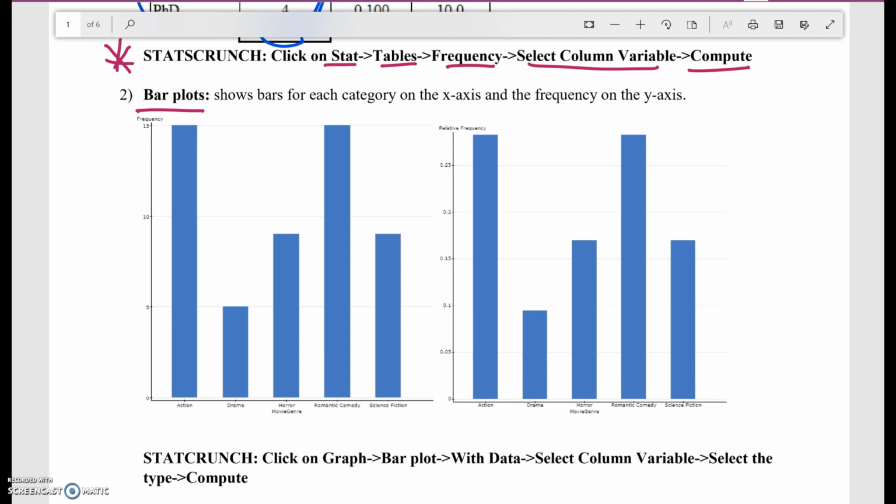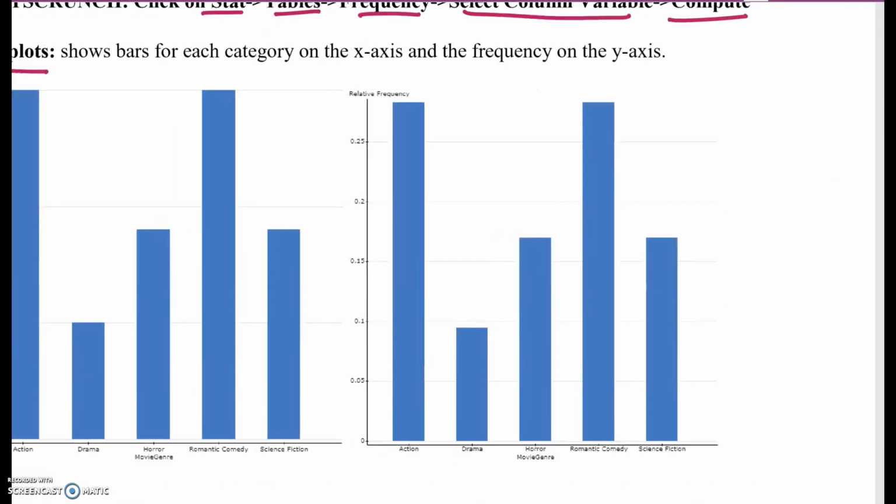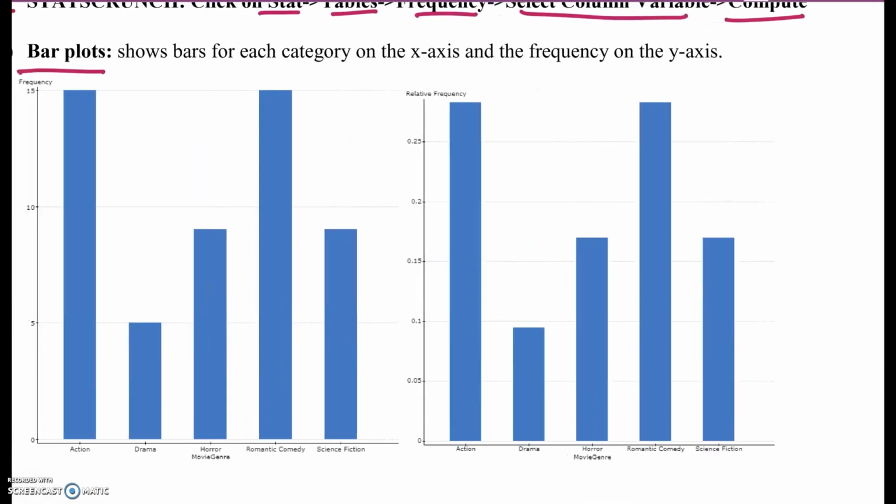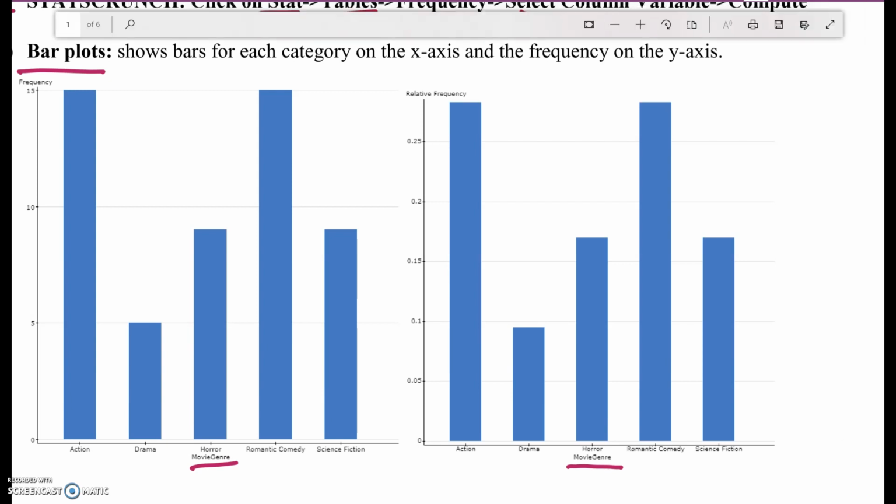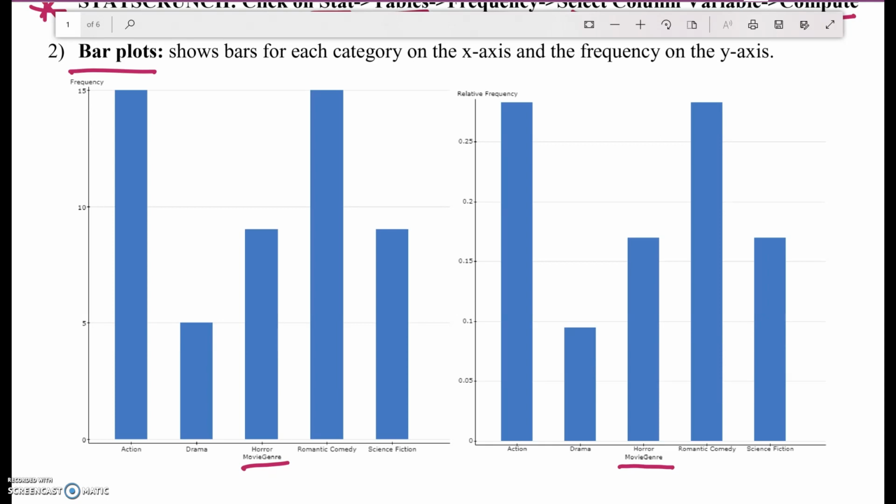So let me zoom in a little bit because I know it's really hard to see. But the x-axis here tells you that this is the movie genre of these people. Like what do they like? They like action, drama, horror, romantic comedy, or science fiction. Now, I have two different y-axes. This one is the frequency, so how often they occur. So if you look at drama, it seems like it's 5 people.